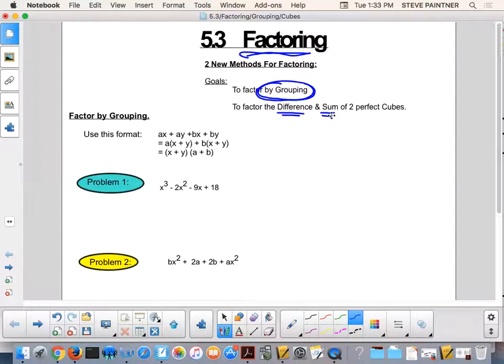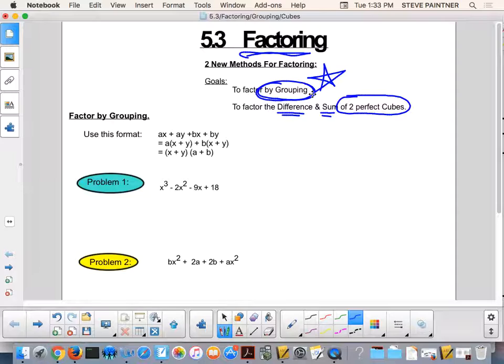So both of what? Two perfect cubes. Well, you guys already know how to factor the difference of two perfect squares. What about perfect cubes? Okay. So these are the two things you're going to do today. We're going to start with this one right here. Factor by grouping. You ready?